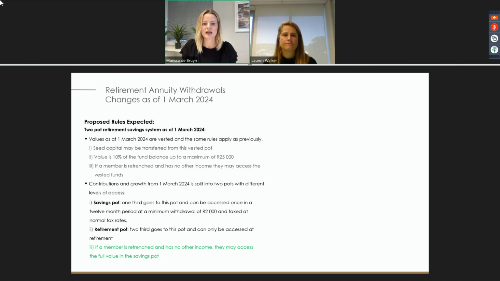Okay. Then if a member has been retrenched and they have no other income, then they will be able to access the funds in their vested pot. That's the pot at the value that you had at 29th of Feb 2024. And also they'll allow you to withdraw the full value in your savings pot if you have been retrenched and you have no other income.